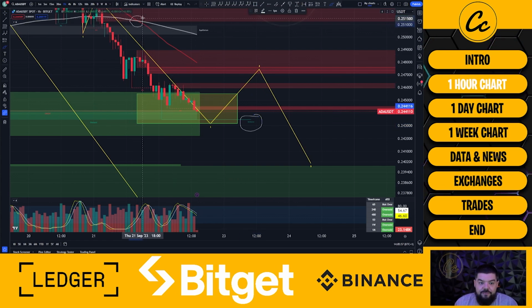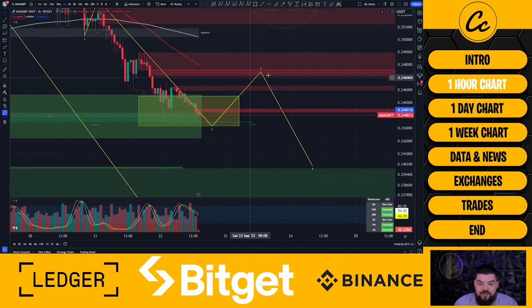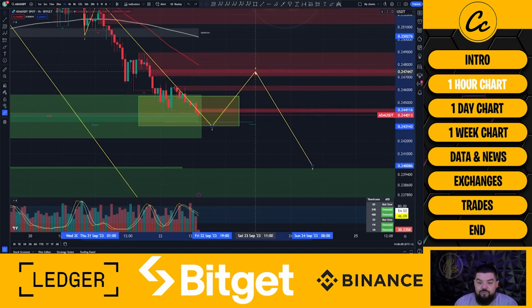We did obviously see the 50 cross the 200 EMAs. Obviously that's a very bearish sign. We are trading well below the 1 hour equilibrium. I do expect the price to continue downside, however we will expect this little relief rally.